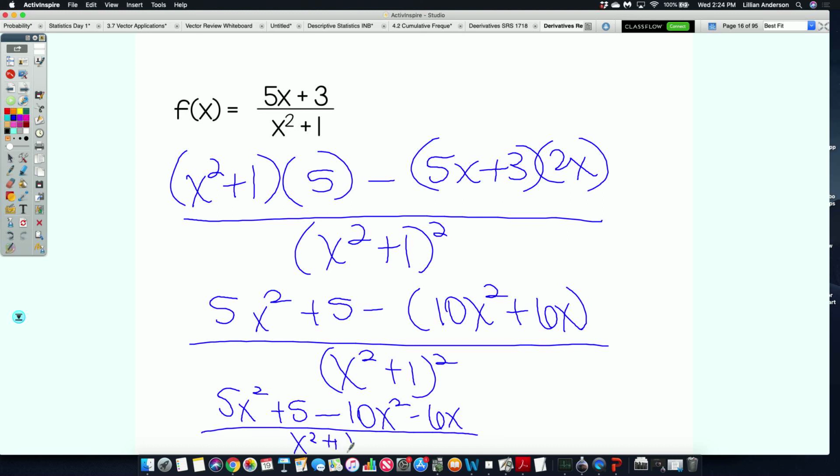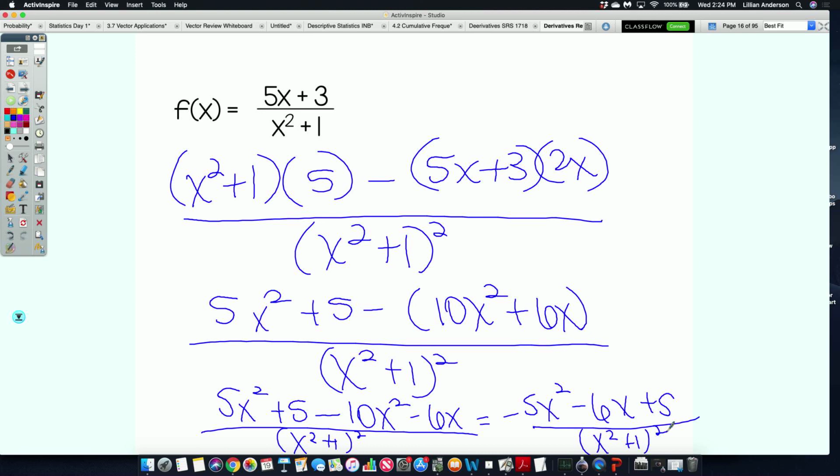Can I combine like terms? So that's negative 5x squared minus 6x plus 5. Can that factor? Are there two numbers that multiply to give you negative 25 and add together to give negative 6? No. So that's our final answer.